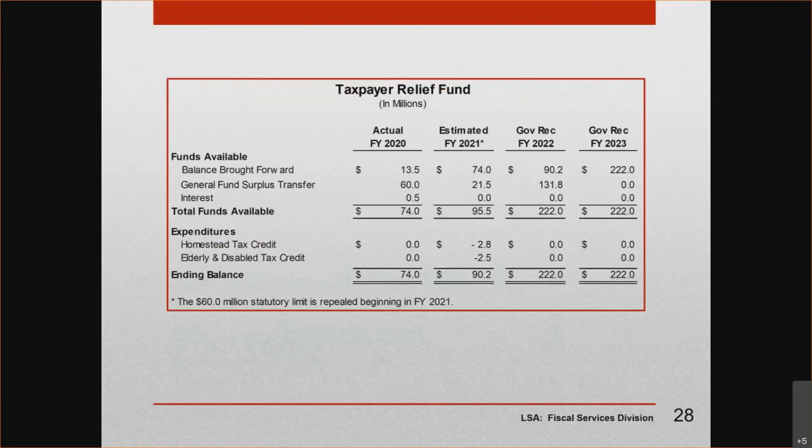Taxpayer relief fund under the governor's budget for fiscal 22: there's $131 million that gets added to the balance in fiscal 22. So the total balance in the fund is $222 million, and that's going to be unchanged in fiscal 23. We can't do the calculation like we would for fiscal 22 yet, but she's not recommending any spending from the taxpayer relief fund in fiscal 22 or fiscal 23. So those dollars will remain in the fund.